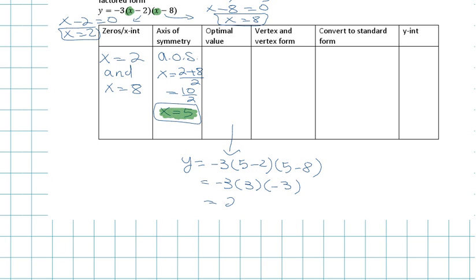Isn't it negative? Negative times negative gives you... Yeah? It's 24.